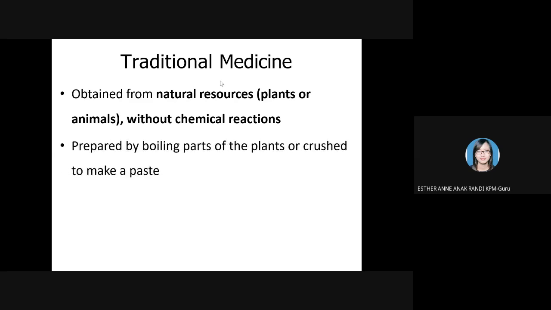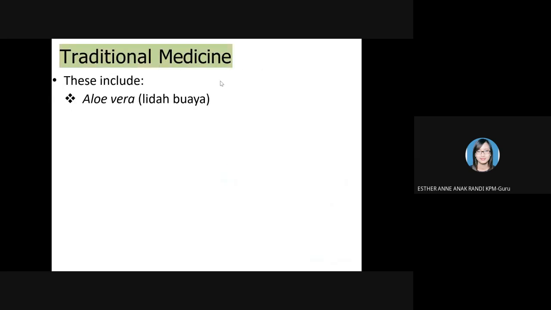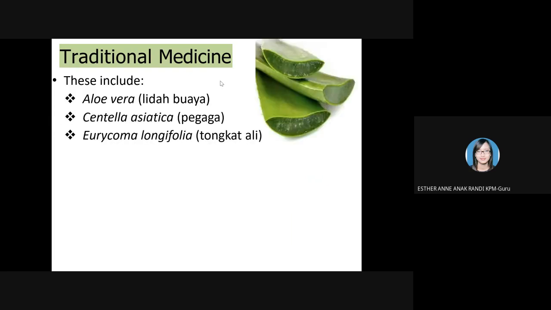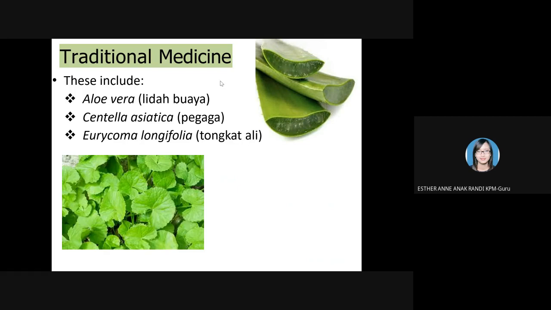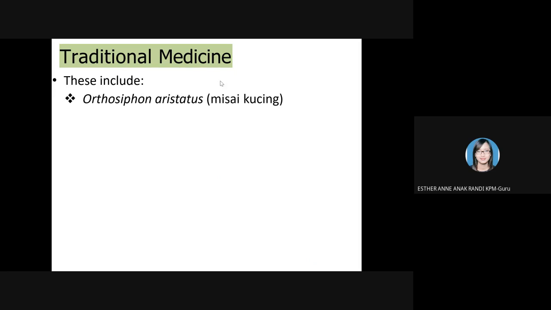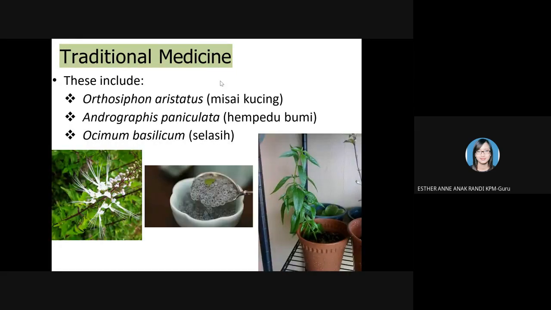So normally, traditional medicine we either boil them or crush them to make a paste, and usually not processed. Okay, so contoh lah. These are the examples. I think these are available in your textbook. We have aloe vera, pegaga, and tongkat ali. More examples: misai kucing, hempedu bumi, selasih, just to name a few.